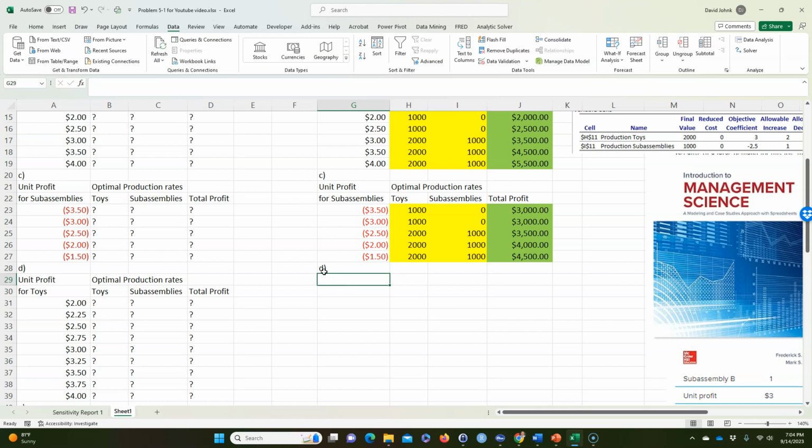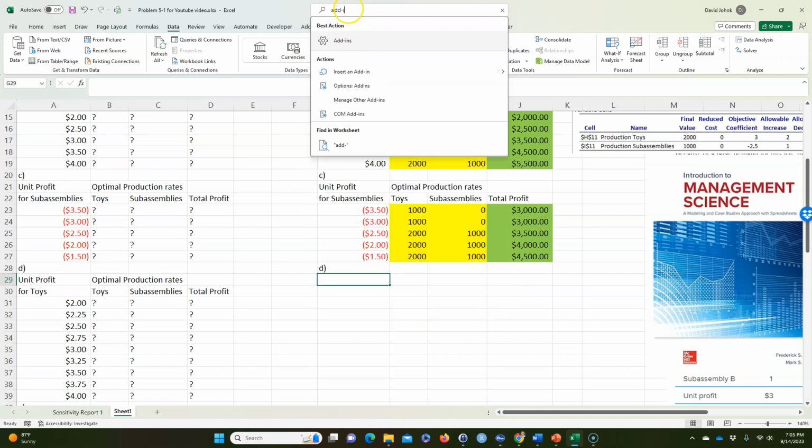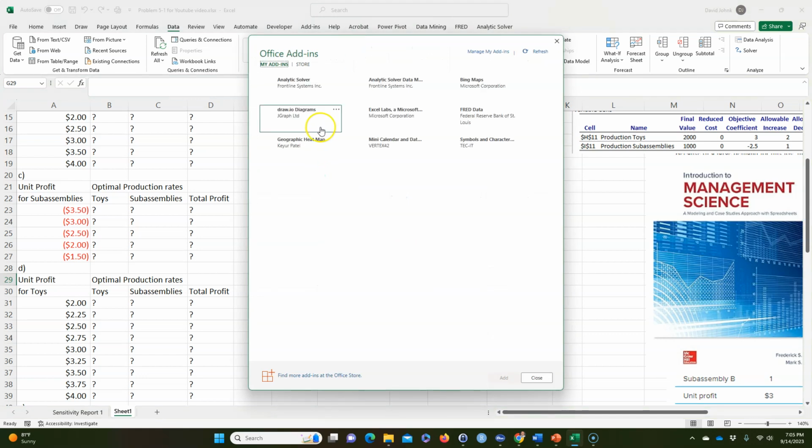So I'm going to show you another way to do it. I'm going to use a program called Analytic Solver. If you're taking my class, on the syllabus I gave you a course code where you can download Analytic Solver for a student price. It comes from Frontline. Basically, you can get that at the store if you go up here and go into add-ins, and I think you insert an add-in and look for Analytic Solver.